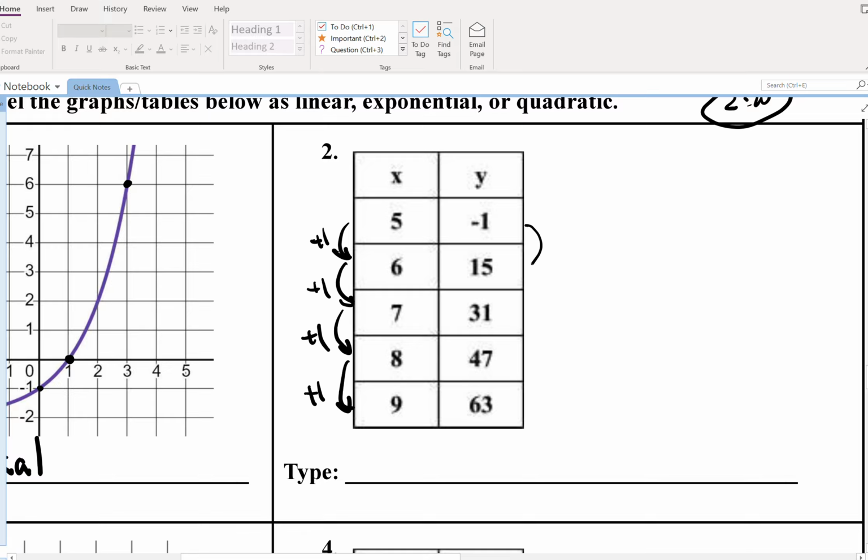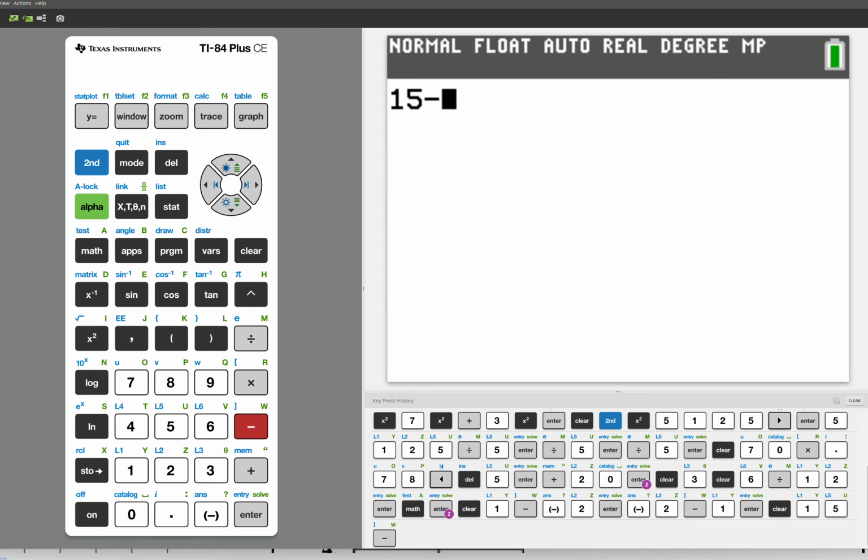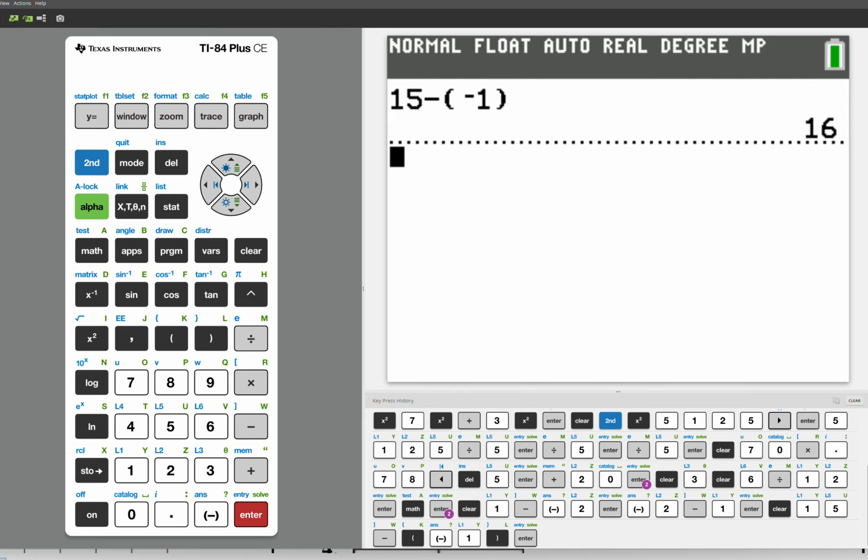But from -1 to 15, I'm not sure what that is, but you can always take, like here, I could have taken 6 minus 5, and that would give me 1. That's positive. You can always do that. You can take any value and subtract the one from before. So if I say 15 minus -1, what does that give me? If you're not really good with those numbers, remember, you can use your calculator. So I take 15 minus -1, and that gives me 16.